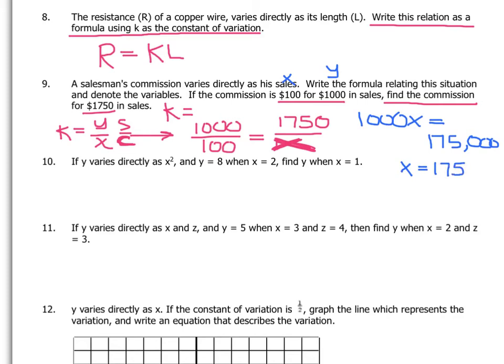All right, so let's look at number 10. Number 10 says y varies directly as x squared. A little different there. And y is equal to 8, and x is equal to 2. So we have y over x. So we have 8.